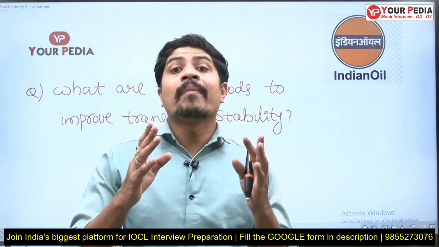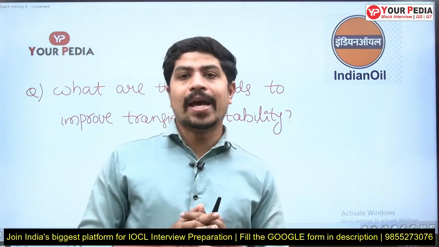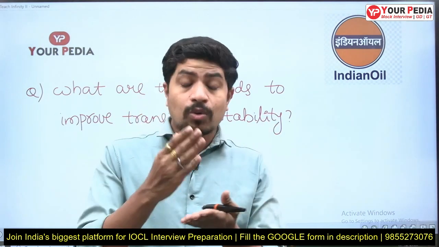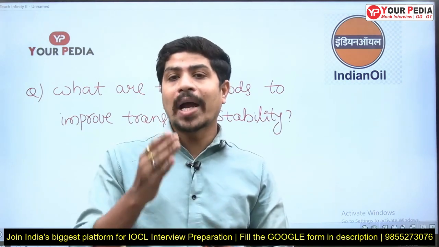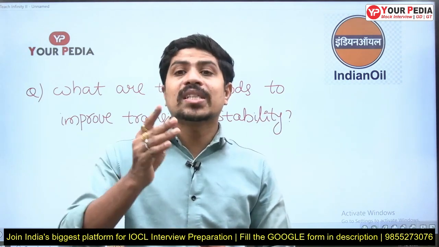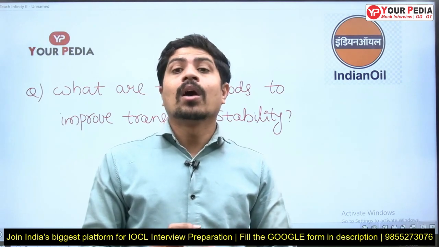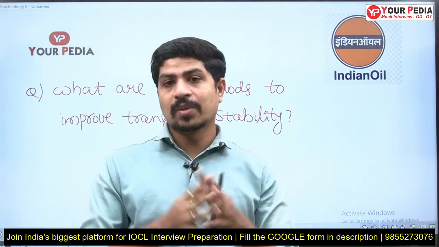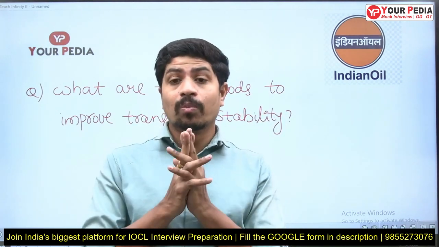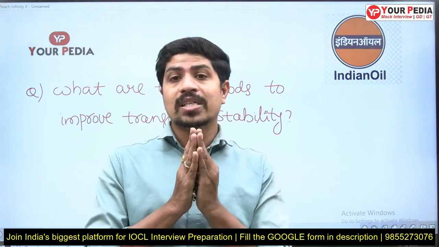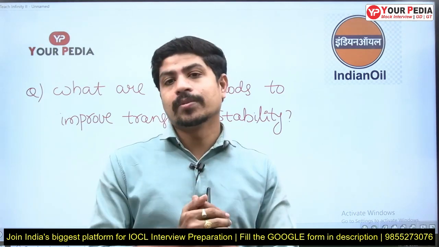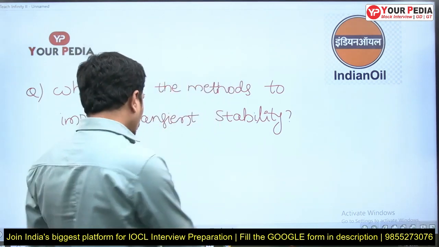Okay, what are the methods to improve transient stability, they ask. To answer this question, one must have a good idea of what is stability, then what is transient stability, and then the different equations of the power system network. The first equation that we have to consider in mind is the swing equation. Let's see how to improve stability.